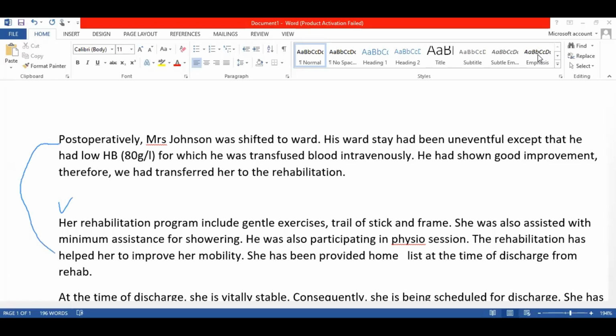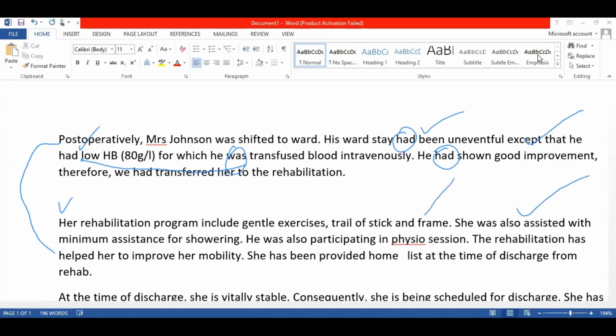But independently, I did this intentionally to make you understand. You can see majorly I'm using the perfect tense over here, right? Majorly. When we have to differentiate, an uneventful stay except that he had low HB, this was for past and this was near past. That's why I've used was. Anyhow, so that is your ward stay. Now this is your rehabilitation.